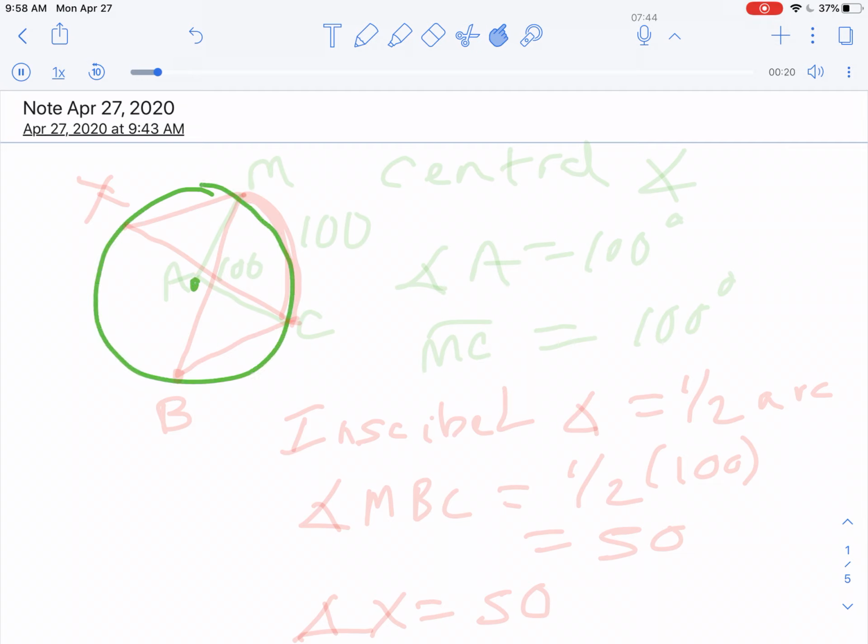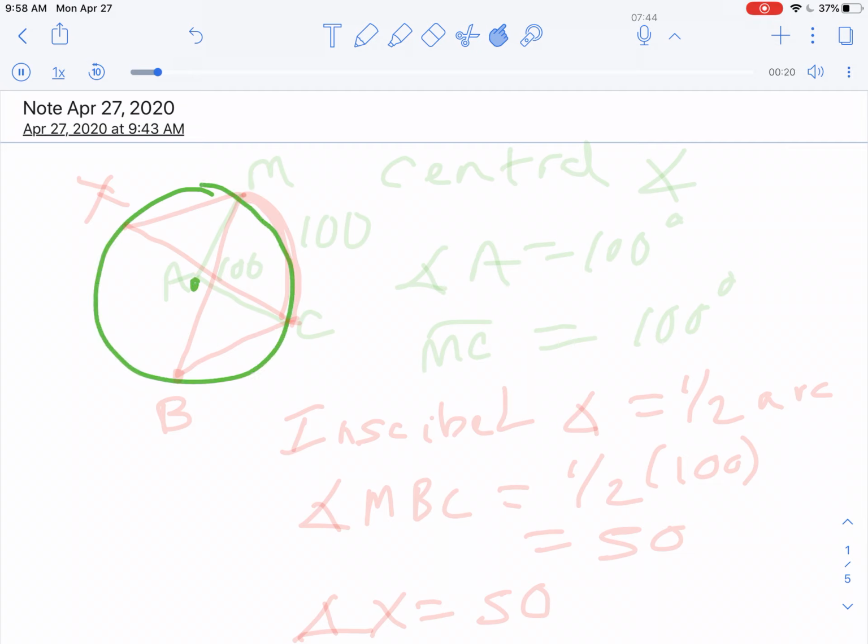Now, change colors, we're going to do an inscribed angle. An inscribed angle is any angle whose vertex is on the circle. An inscribed angle is 1/2 the arc. So in this case, we'll call this angle B, or angle MBC. It would be 1/2 of 100, otherwise known as 50.